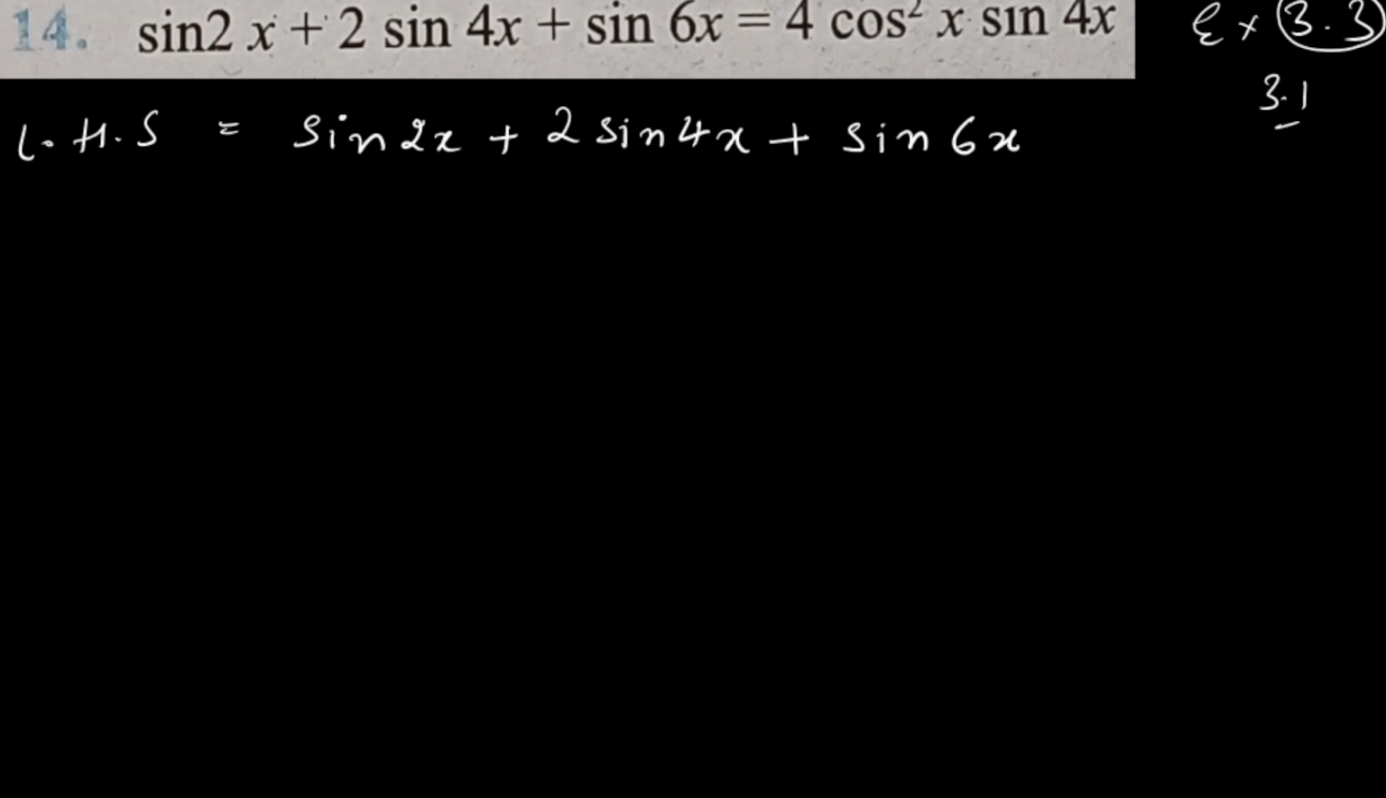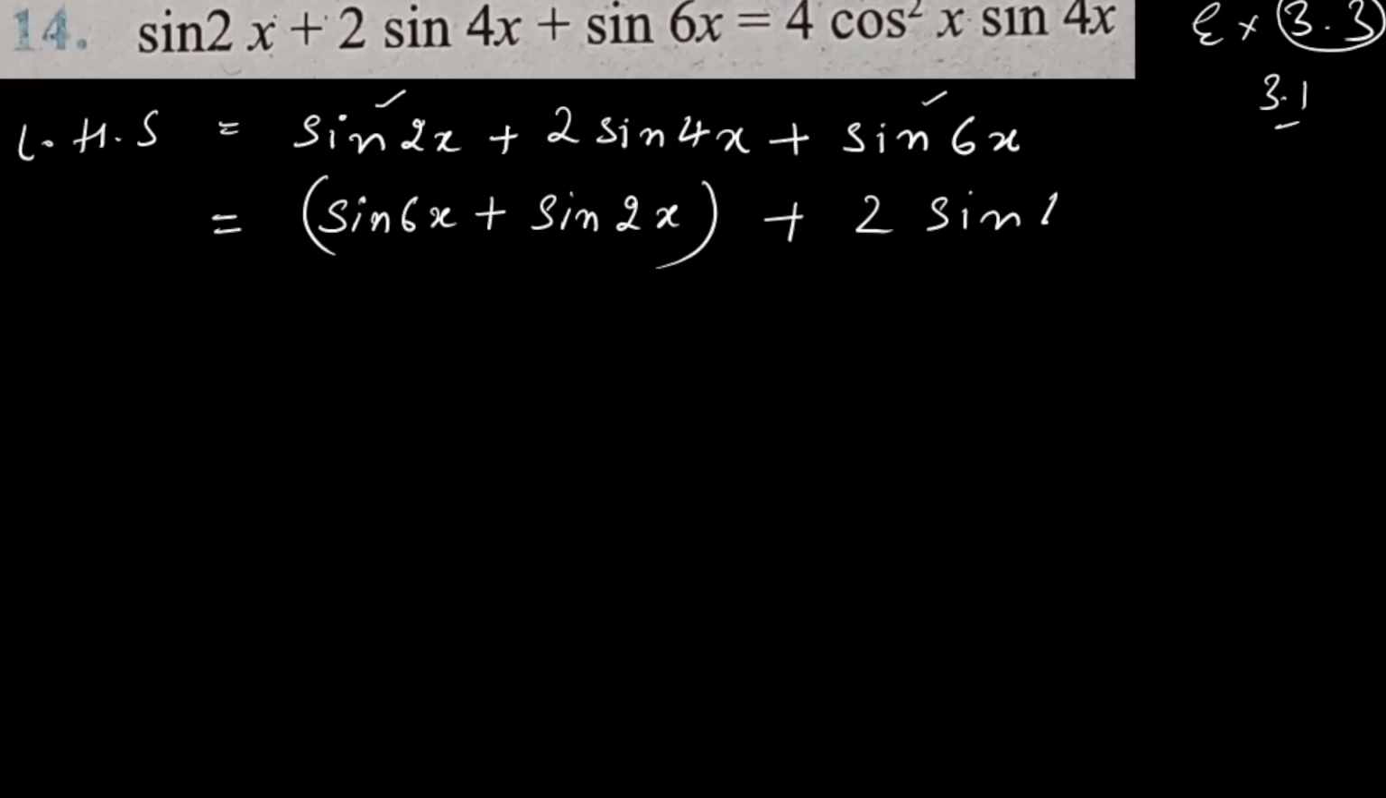So a few formulas we have done. I'll just remind you. So here, three sines are there. So first of all, let us do a rearrangement. So sine 2x and sine 6x, I'll just pair them up. So I'll write it as sine 6x plus sine 2x, one pair, plus 2 sine 4x.